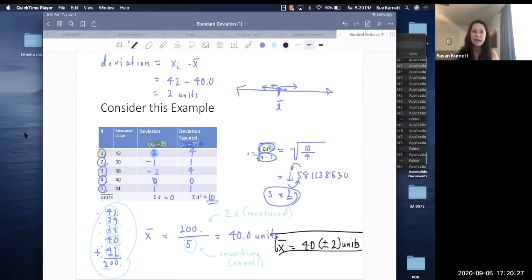What does that mean? It means the average is 40. But the values in the range might be as high as 42, that'd be plus 2 units, or as low as 38, that would be minus 2 units. So what we're doing is reflecting this group of samples and saying the average varies by 2 in the ones place.